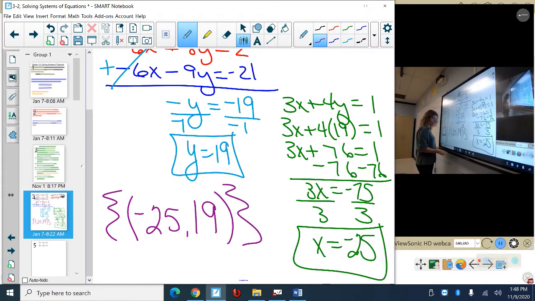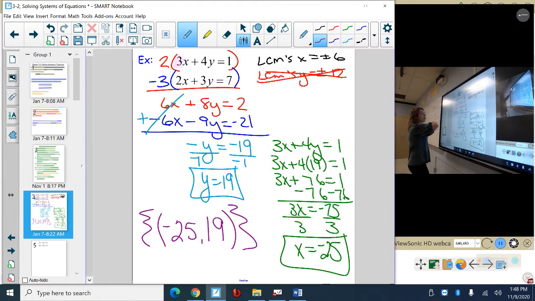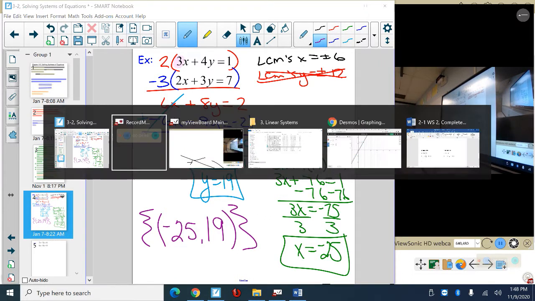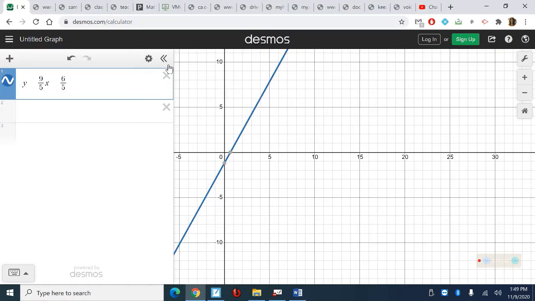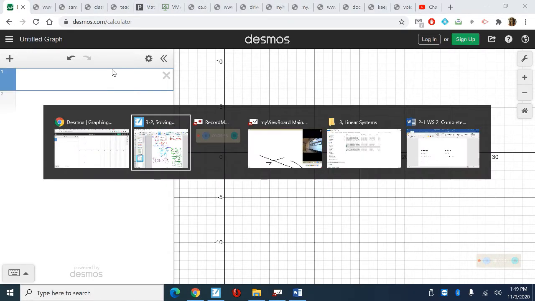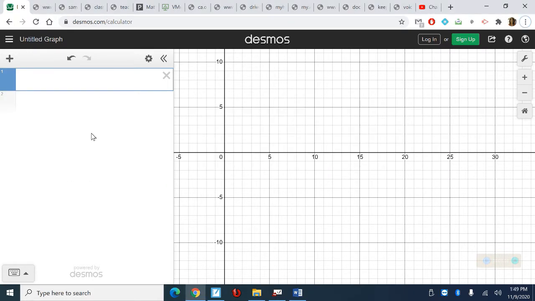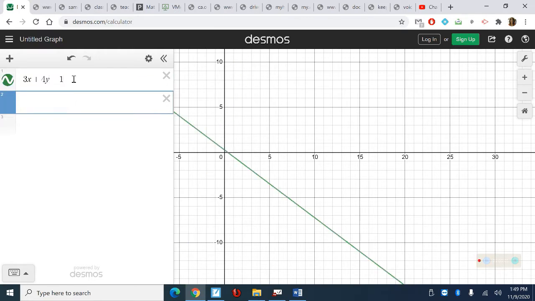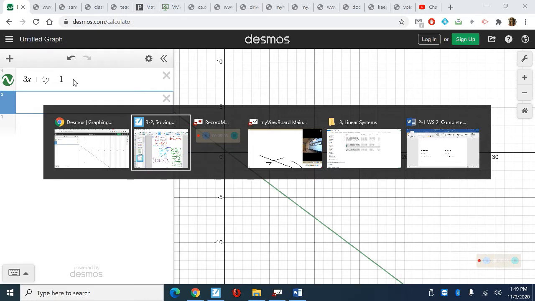comma 19. Now, if I wanted to check that I was right, I could very easily come over to Desmos and I can type in those exact original problems. That original problem was 3x plus 4y is equal to 1. 3x plus 4y equals 1. And the other one was 2x plus 3y is equal to 7.